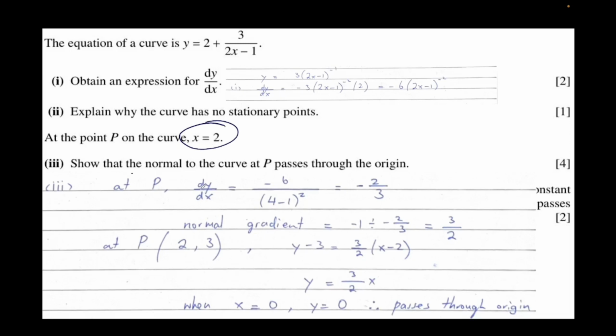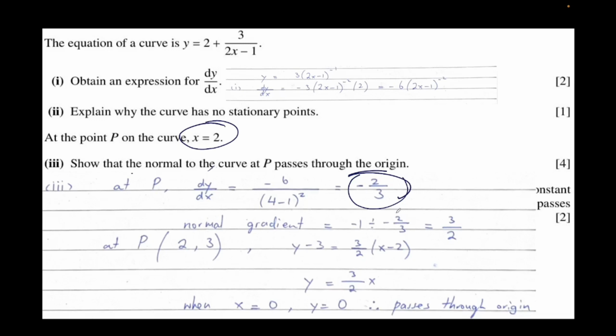Does that make sense to you? dy/dx, substitute 2 to find the gradient at P, which is -2/3. The gradient of the normal then is going to be -1 divided by that, which is 3/2. So if you're going to prove that the normal goes through the origin, find the equation of the normal first. P is my point. You see what we're doing over here?